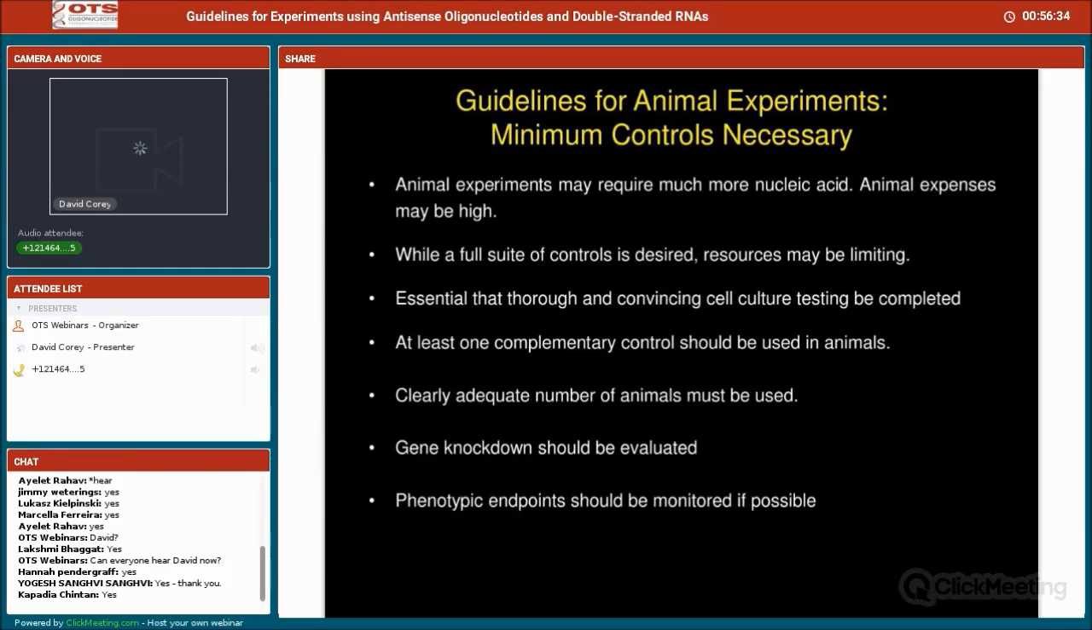And then in the animals, at least one control needs to be used for the animal testing. Obviously, an adequate number of animals needs to be used. In too many cases, in published work using antisense oligonucleotides and double-stranded RNAs, the numbers of animals used has been too few to be thoroughly convincing. If possible, knockdown of the target gene expression should be evaluated, and if phenotypic endpoints are available, they should be monitored as well.